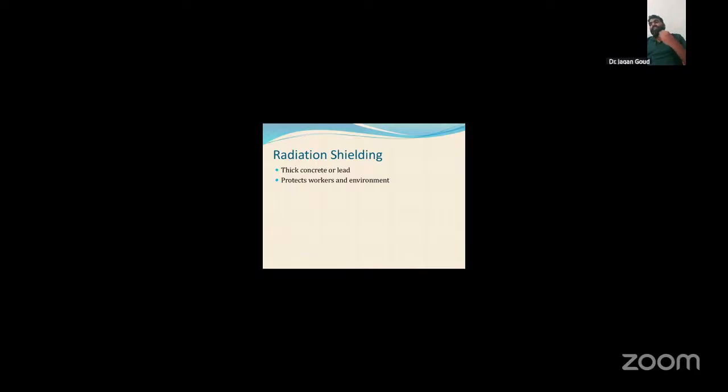Radiation shielding is a critical safety feature in nuclear reactors and other radiation-related facilities. It involves the use of dense materials such as thick concrete or lead to absorb and block harmful radiation. The primary purpose of radiation shielding is to protect workers, prevent radiation exposure, and safeguard the surrounding equipment.